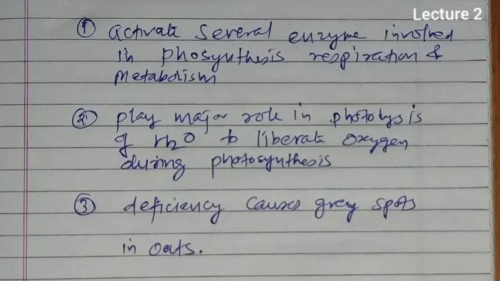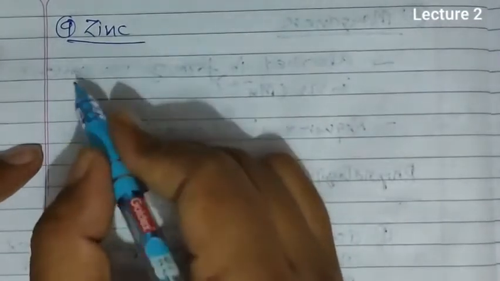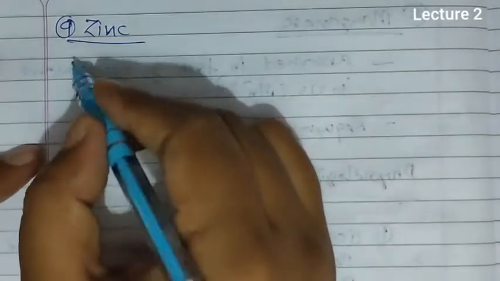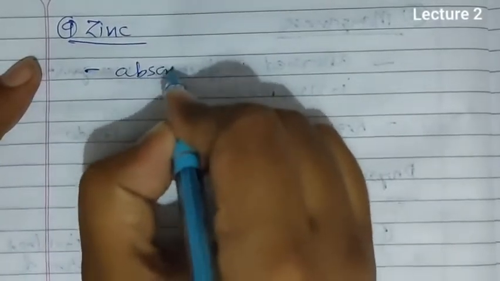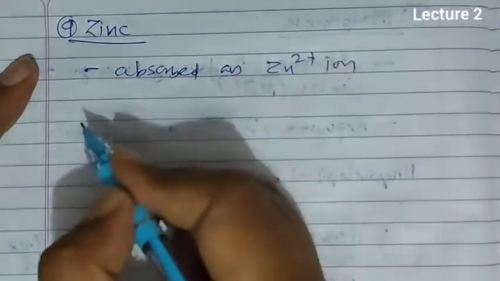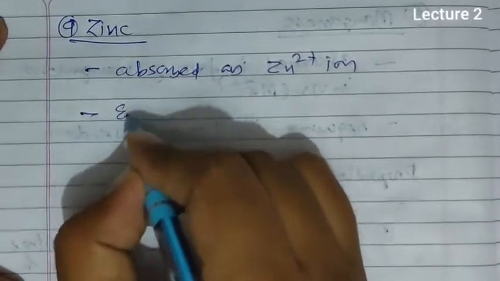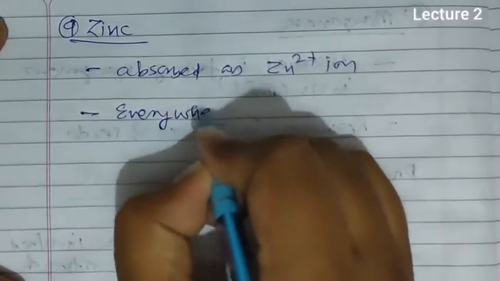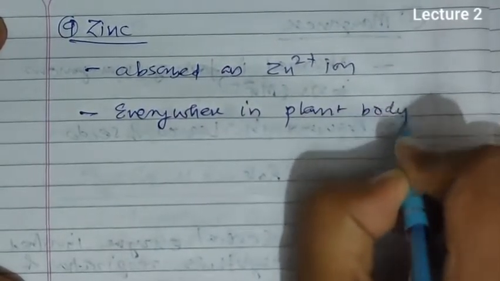After manganese, next we are going to talk about another micronutrient, that is zinc. Zinc is absorbed in form of Zn2 plus ion by plant from the soil. It is required everywhere in plant body.